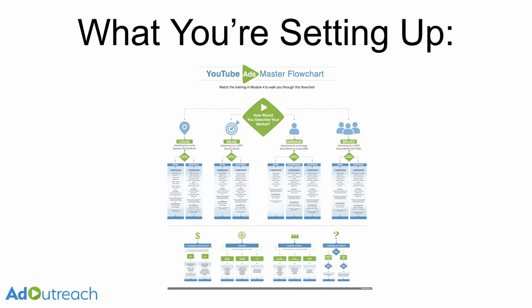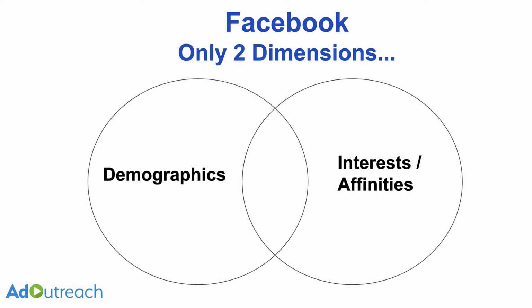One of the things we have for our clients, for instance, is this master flow chart that we walk our clients through and we show, okay, here's exactly what to set up. Here's exactly what to do. When this happens, do this, take that next step. But what I want to do here is show you what this is not. This is not targeting in 2 dimensions.